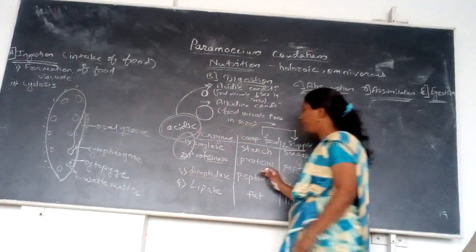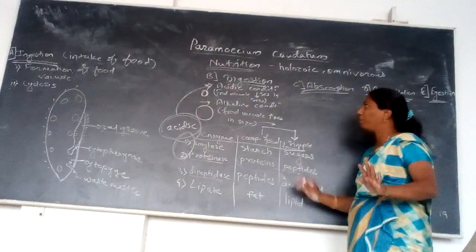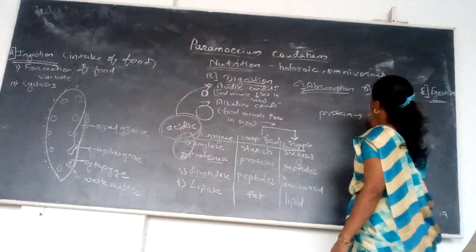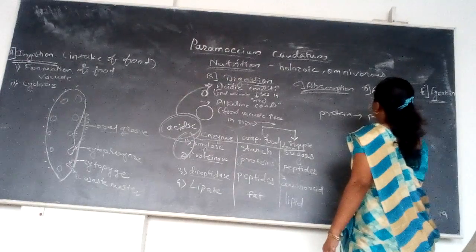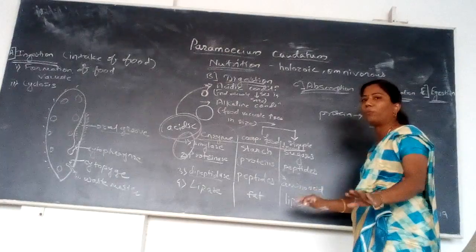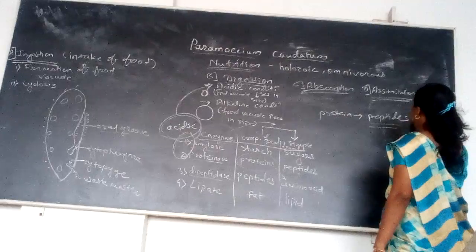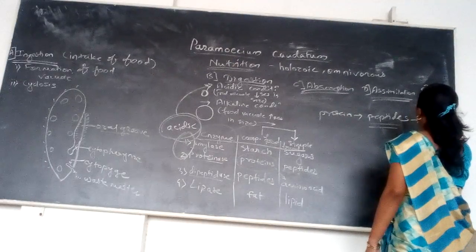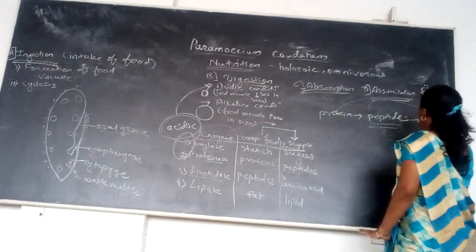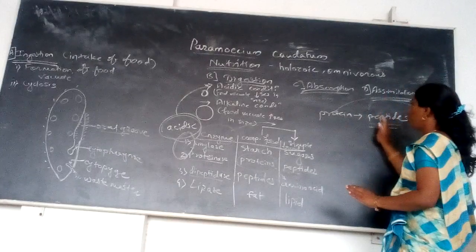But step by step, the proteins are converted into peptides, which are the intermediate form, and then into the final simple form of the food. Peptides are the intermediate, and they are converted into amino acids, which are the simple form of the protein.